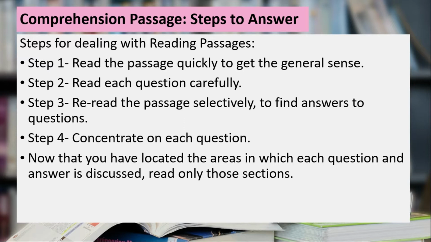Then the second step was to go through the questions. The third step is to apply scanning to find answers to the questions by going through the passage selectively. Then the fourth step was to concentrate on each question, probably applying somewhat intensive reading and formulating our answer to each question. After locating the areas in which the question has the answer, we will discuss the answers related to that particular question by concentrating on only that question. These are the different steps we went through in the process of comprehension passage. The steps to answer questions come under that.